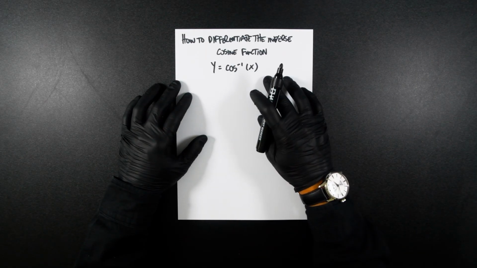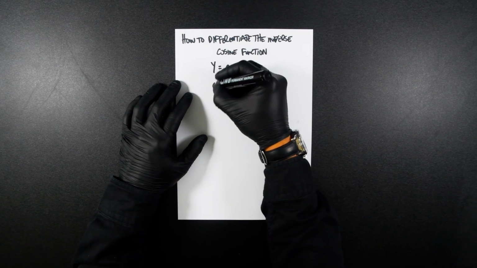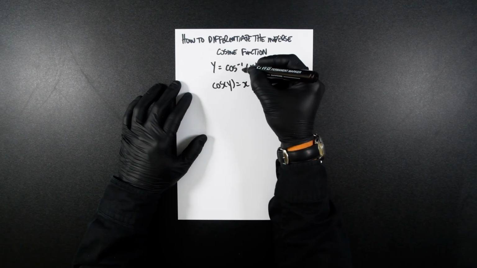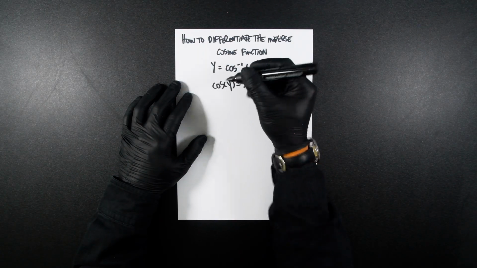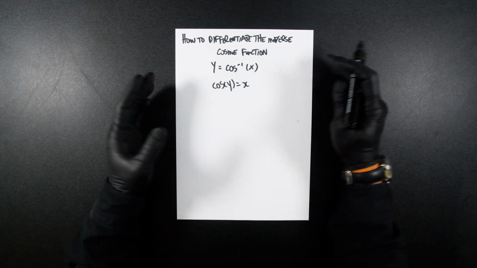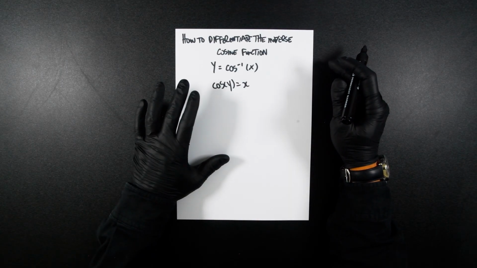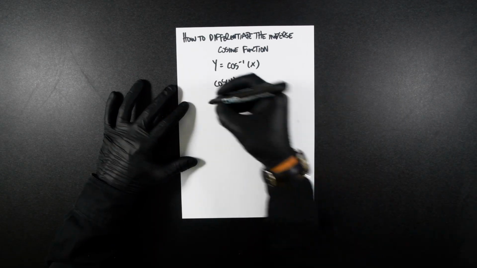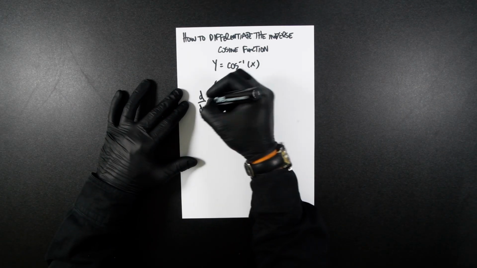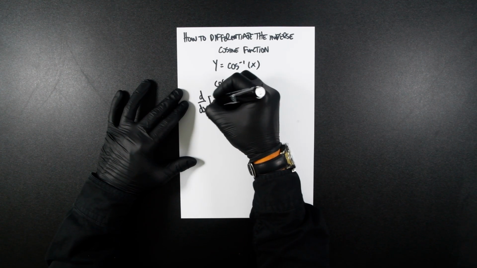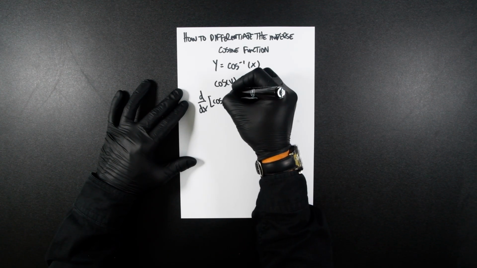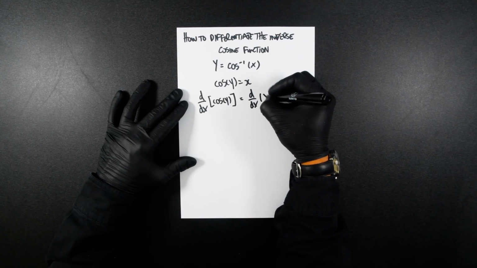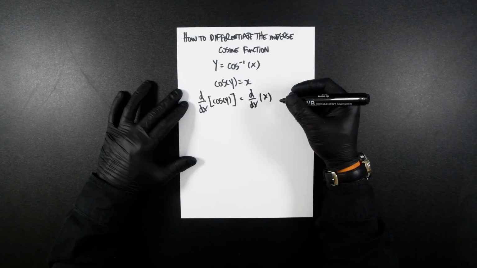So essentially what this means is cos y equals x. So I've just represented the same thing again. So we can now differentiate this implicitly, which means that we're going to differentiate everything on the left-hand side by itself and everything on the right-hand side by itself. So we're going to have d/dx of cos y, which equals d/dx of x, because that's by itself.